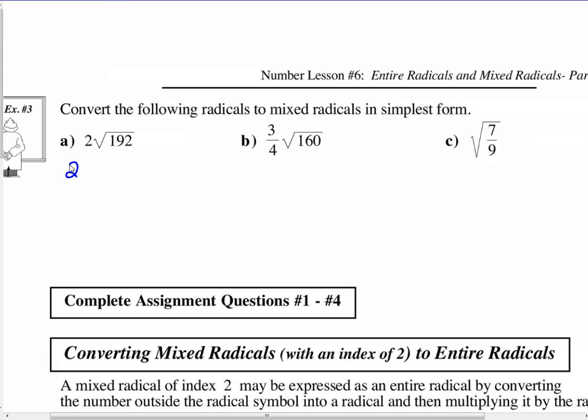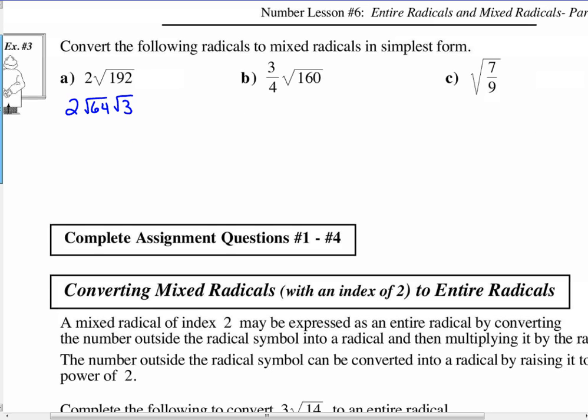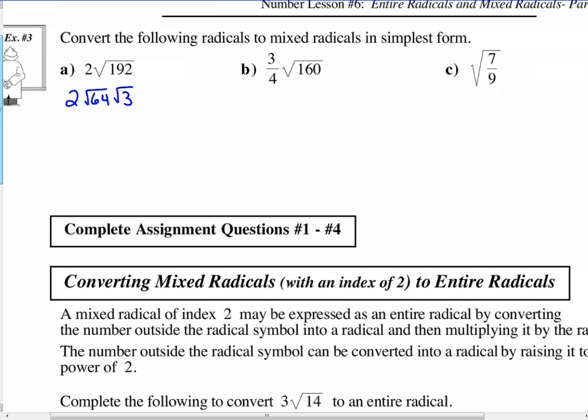So we're going to write that as root 64 times root 3. Now remember, all the operations that are in between here. So the operation that's in between each one of these is what? Multiplication. You can write that instead as 2 times root 64 times root 3.